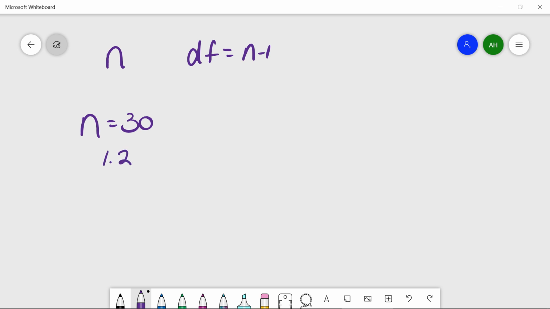Okay. And the sample standard deviation is going to be 1.2 milligrams, assuming the weights are normally distributed. Construct a 99% confidence interval. So we want a 99% confidence interval for the population variance and the standard deviation.